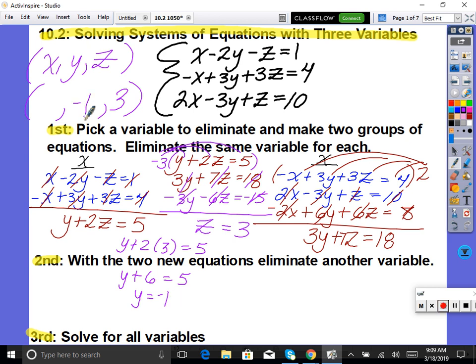And now all you have to do is plug those into an equation in our original problem. So I'll just go at the top. So we have x, we don't know, minus 2 times y, so minus 2 times negative 1, minus z, z is 3, and then equals 1. X plus 2 minus 3 equals 1. X minus 1 equals 1. So x equals 2.